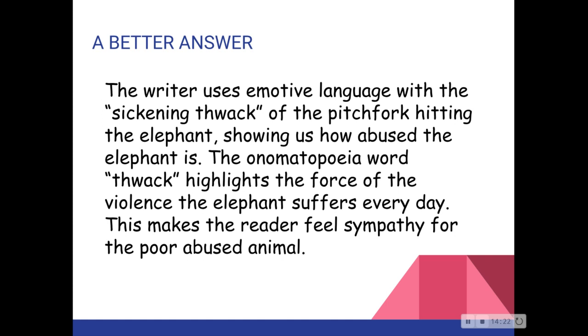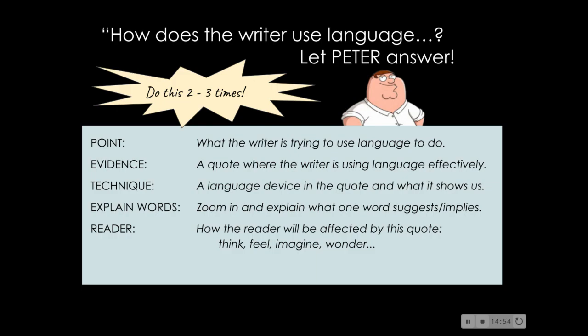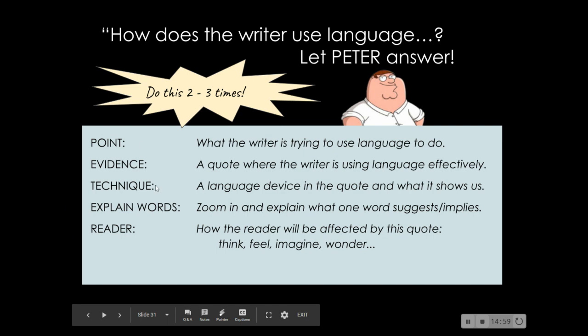This would be an example of a good answer. The writer uses emotive language with a sickening thwack of the pitchfork hitting the elephant, showing us how abused the elephant is. The onomatopoeia word thwack highlights the force of the violence the elephant suffers every day. This makes the reader feel sympathy for the poor abused animal. And so you can see we're saying what the writer's point is. We've got a quote. We've got some techniques, 2 of them, emotive language and onomatopoeia. We've got effect on the reader. In fact, a good response includes all of the points of Peter.